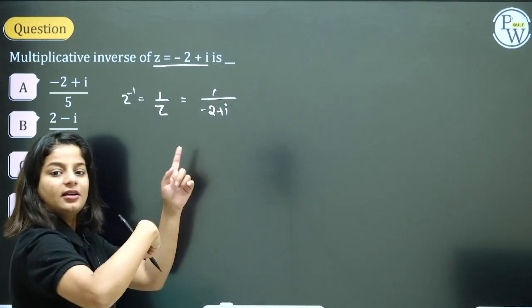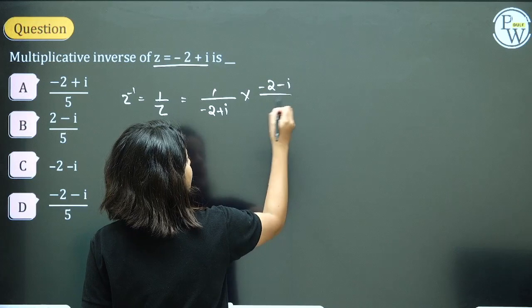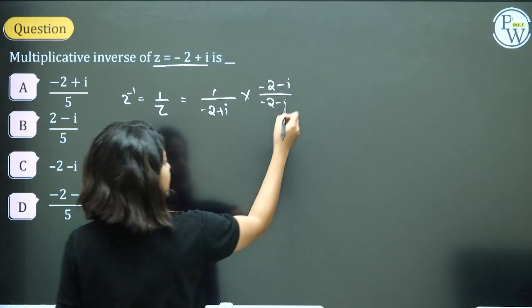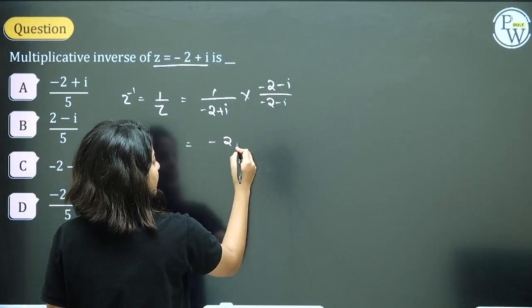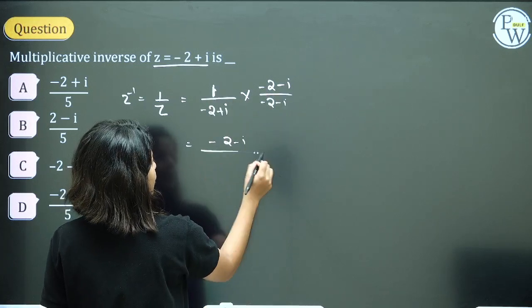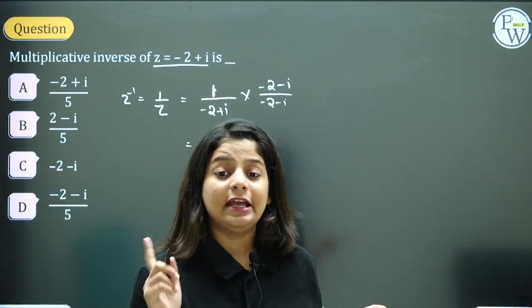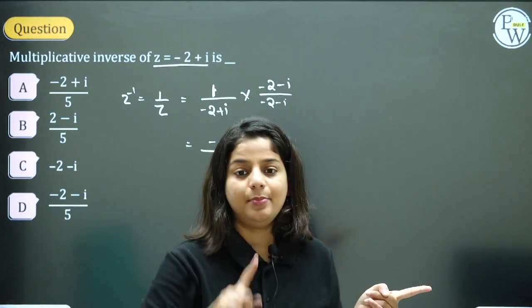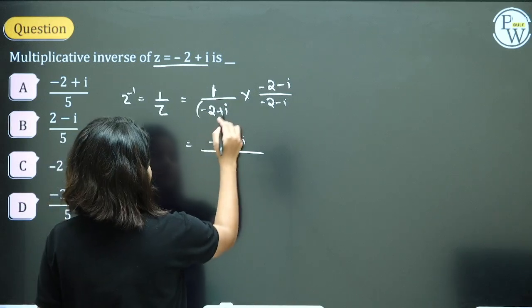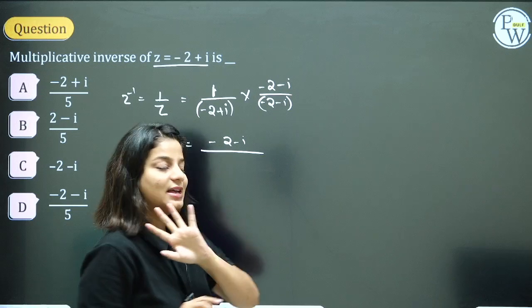Multiply and divide with its conjugate. Rationalize. Minus 2 minus i. Multiply and divide with minus 2 minus i. Numerator is 1 into minus 2 minus i. Denominator is a plus b, a minus b. We just studied in case of complex numbers, a plus ib into a minus ib is a square plus b square.